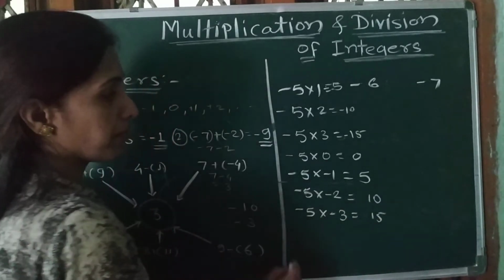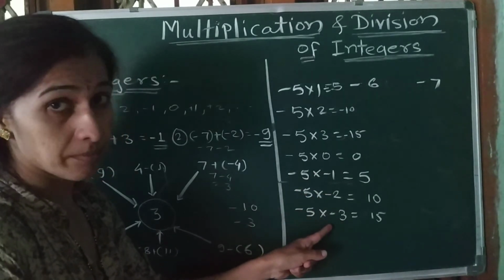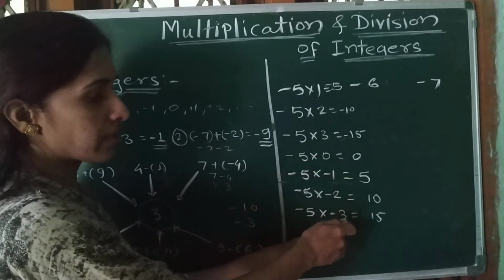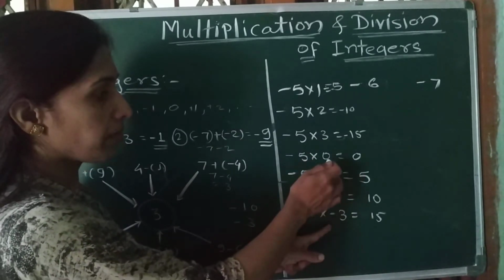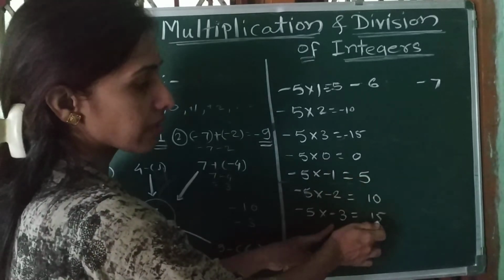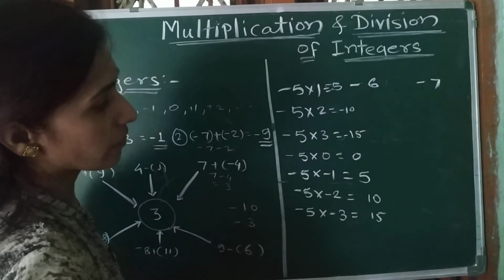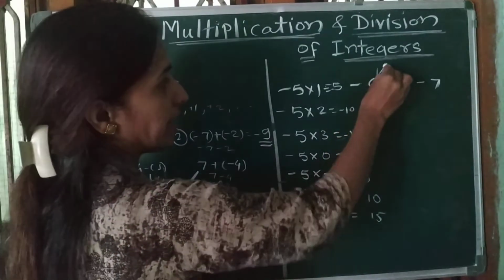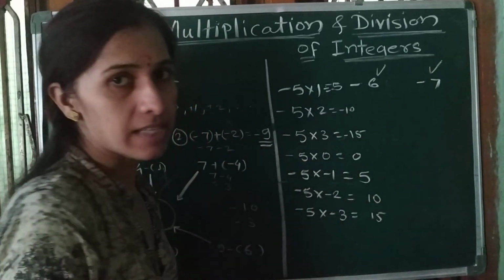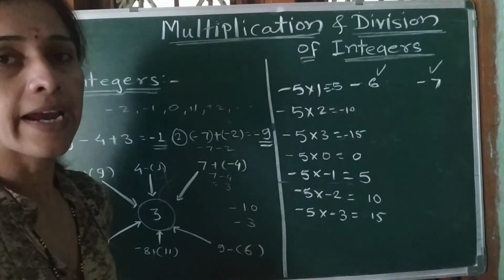Means as the multiplier is decreasing, as I just told on the number line, if you go away from 0 the numbers become smaller. These multipliers are decreasing, your products are increasing. This is the table of minus 5. In such a way you have to find out the tables of minus 6 and minus 7. So you have to solve practice set 8. Understood?